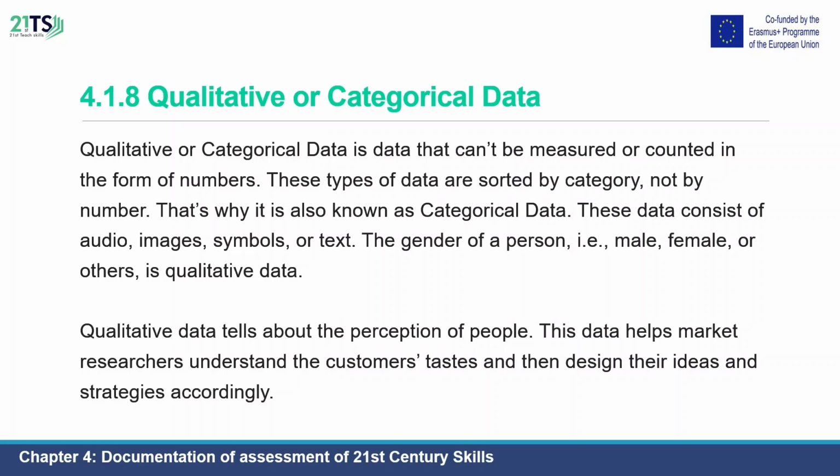The gender of a person, for example, male or female, or other, is qualitative data. Qualitative data tell about the perception of people. This data helps market researchers understand the customer's taste and then design their ideas and categorize accordingly.